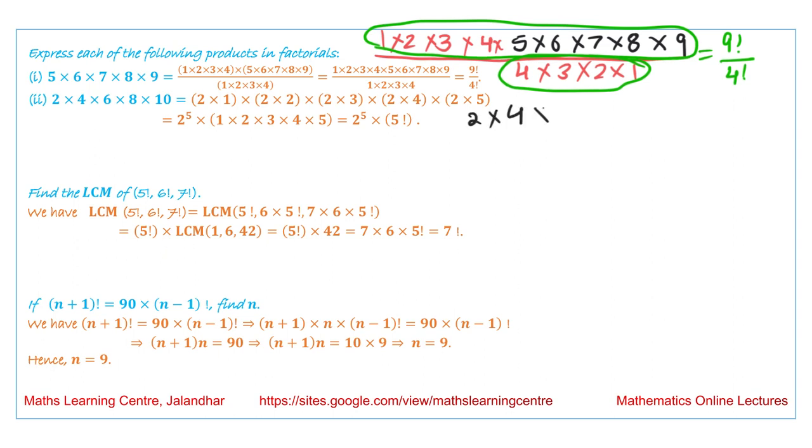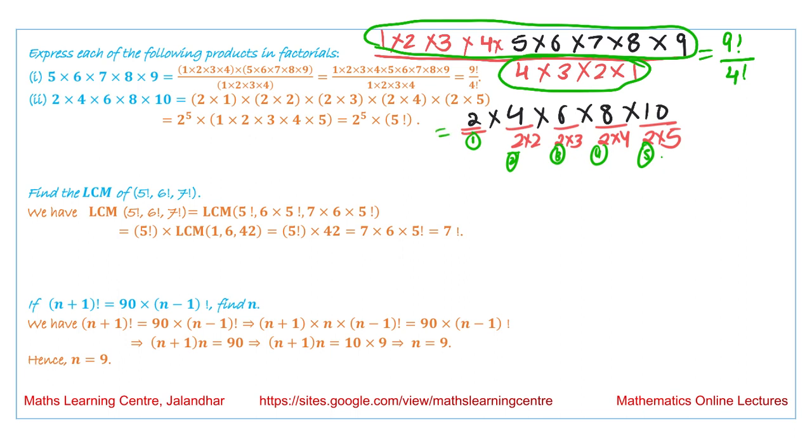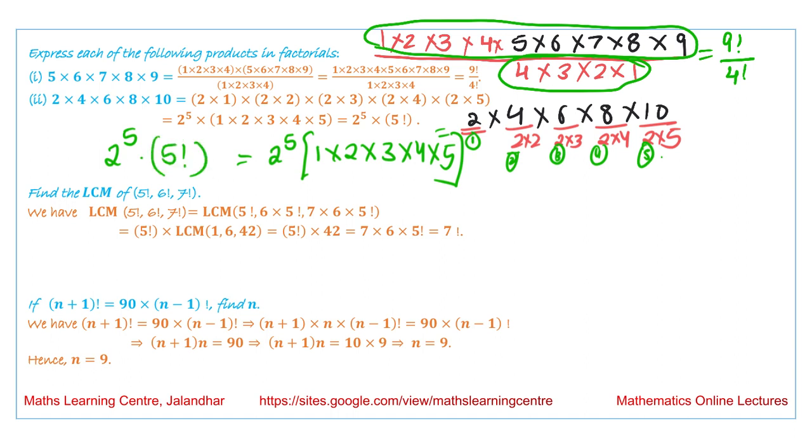Next we have 2 into 4 into 6 into 8 into 10. Now from each of these terms we are saying this is 2, this term is 2 into 2, this term is 2 into 3, this term is 2 into 4, this term is 2 into 5. So from each of these terms we have first, second, third, fourth and fifth. We are saying we are having 2 raised to the power 5 into 1 into 2 into 3 into 4 into 5, and this value is equal to 2 raised to the power 5 into 5 factorial.